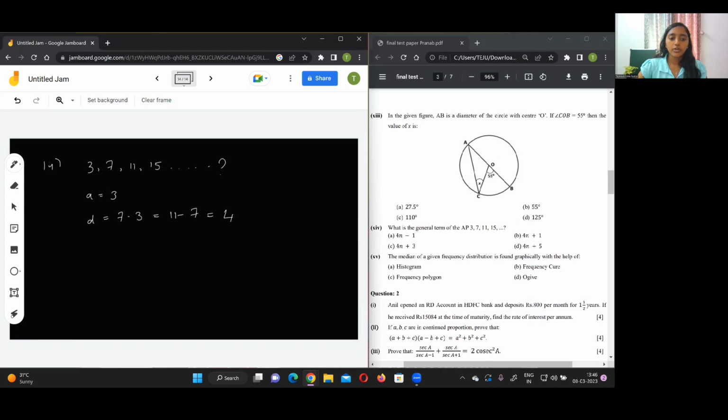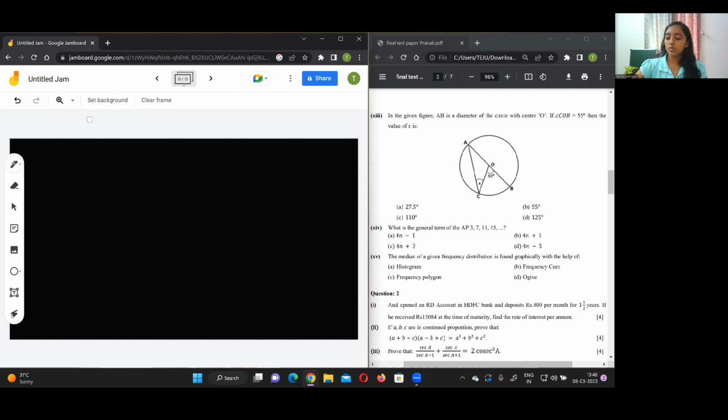Right? And to find the general term, it is A plus N minus 1 into D, which is nothing but 3 plus N minus 1 into 4, which is nothing but 3 plus 4N minus 4, which comes to 4N minus 1, which is the A option, and that is the right option. See, there were 2 questions in this MCQ itself based on AP, right? Let's go on to the last question in this MCQ series for this particular paper.